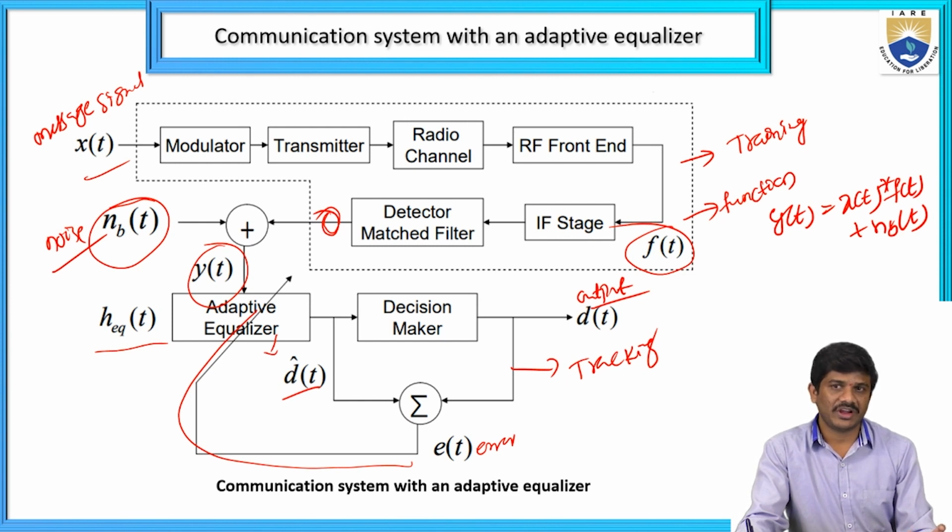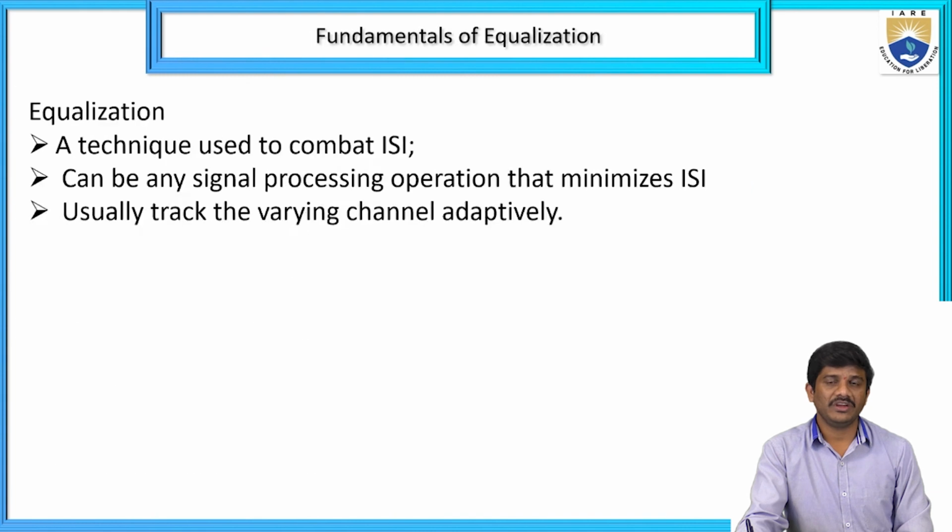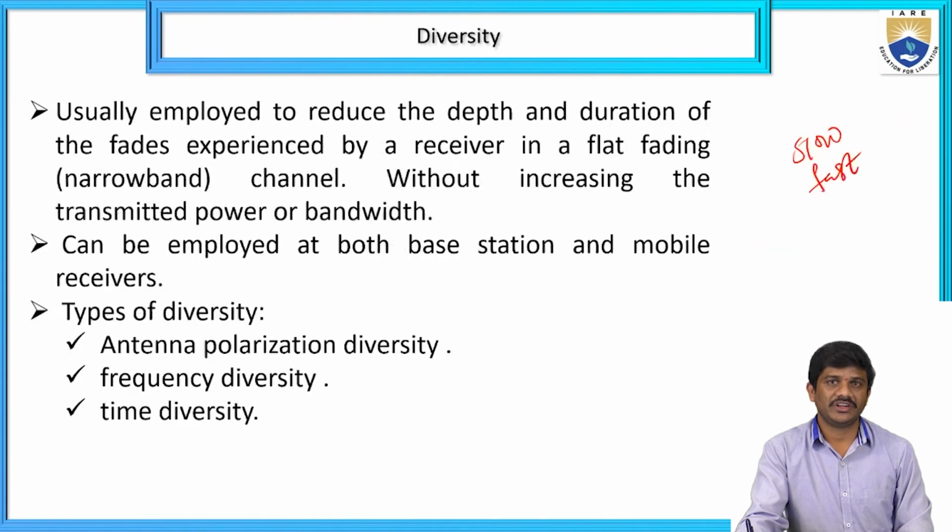Here the decision maker, again given to the errors, gives it as d of t. Okay, like that we can go with the communication system in the adaptive equalizer. This is the two stages: one is the training and also the tracking stage.